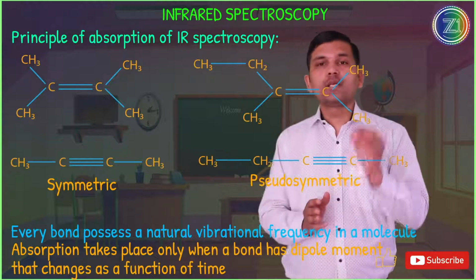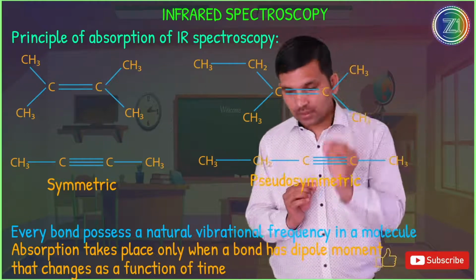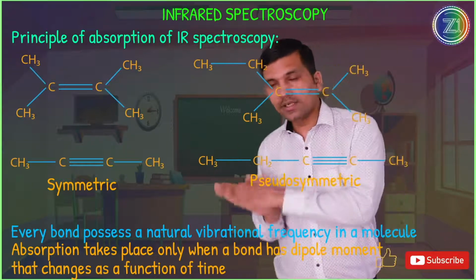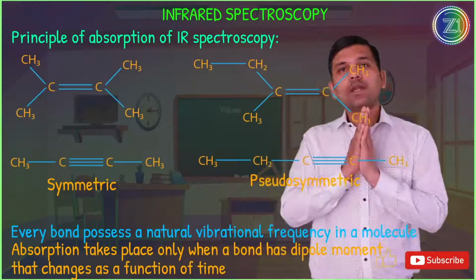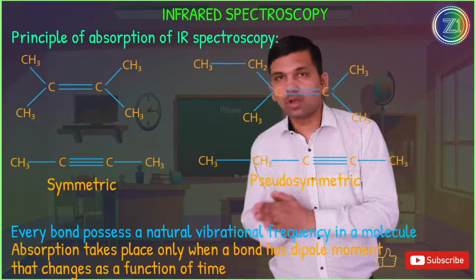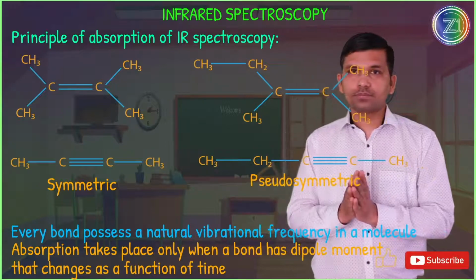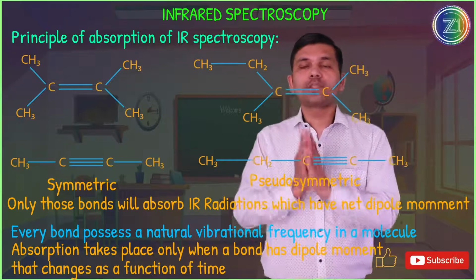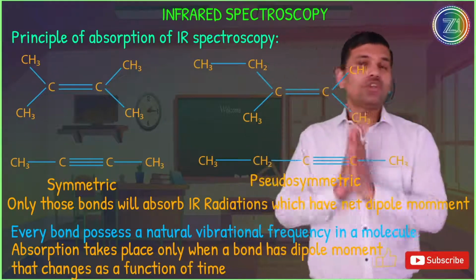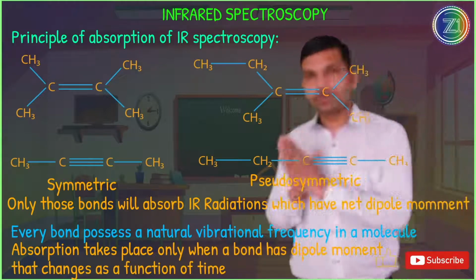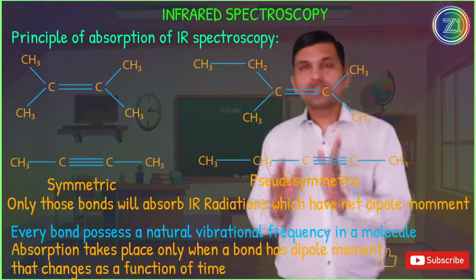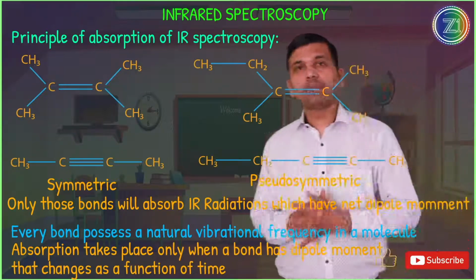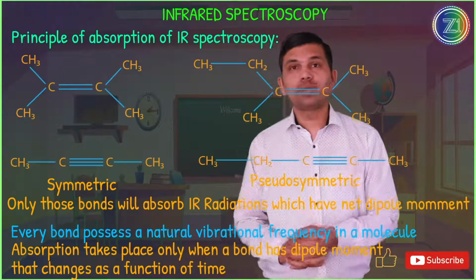Please remember, if a molecule possesses a dipole moment and its bonds have certain dipole moment characteristics, then and only then will there be absorption of IR radiations. Vibration should correspond to a change in dipole moment with respect to time, and that vibration is going to absorb these radiations. This is for now. Next time we will understand what type of compounds we analyze in IR spectroscopy.